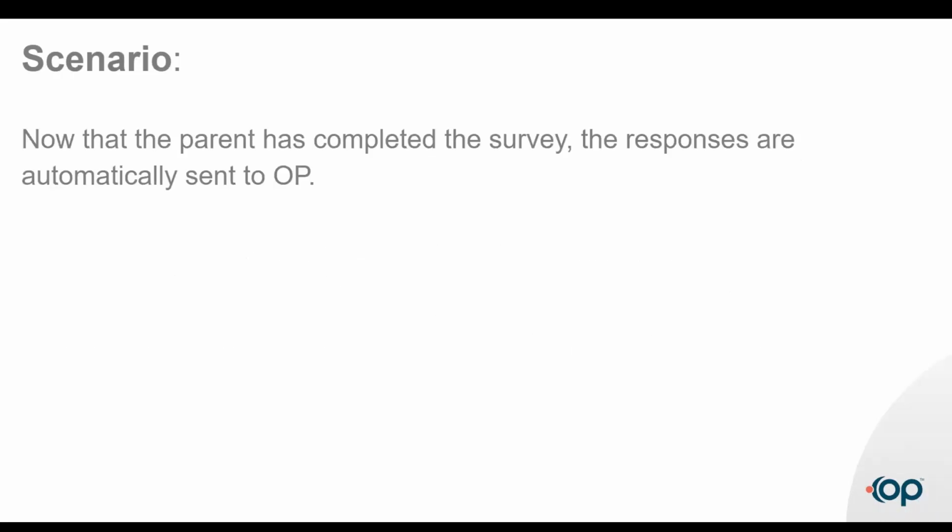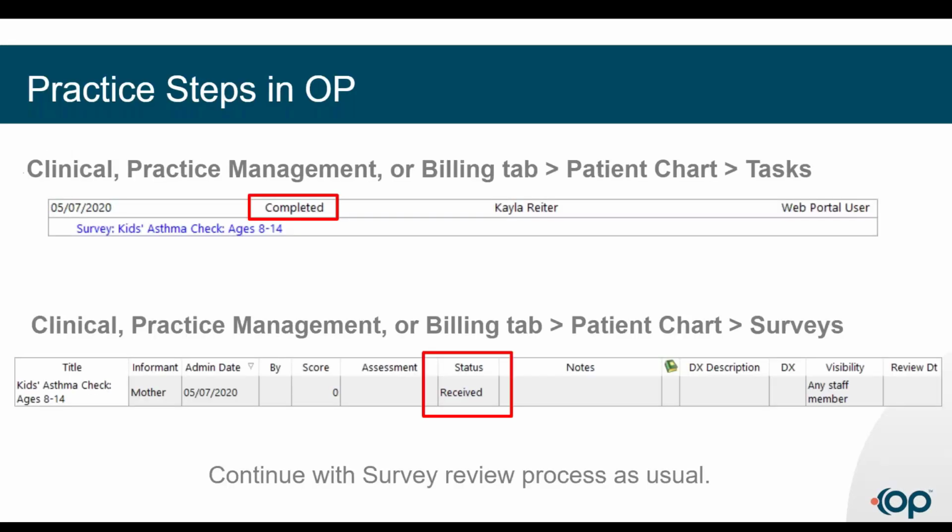Now that the parent has completed the survey, responses are automatically sent to OP. Let's review the survey that was filled out by the parent on the patient portal. So once the task is completed, we're able to navigate to the patient's chart where we'll be able to see the survey with the status of received. Let's take a look.